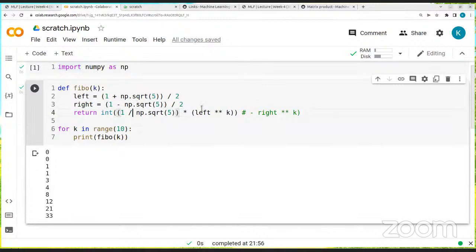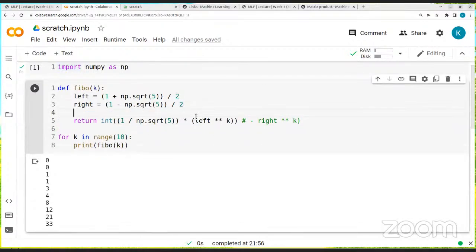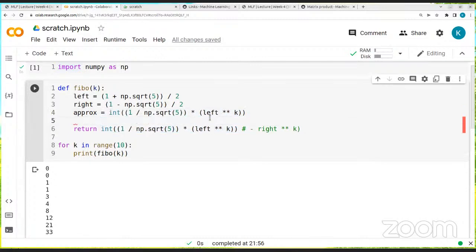So we could do one thing. We could return both: the approximation and the actual thing.